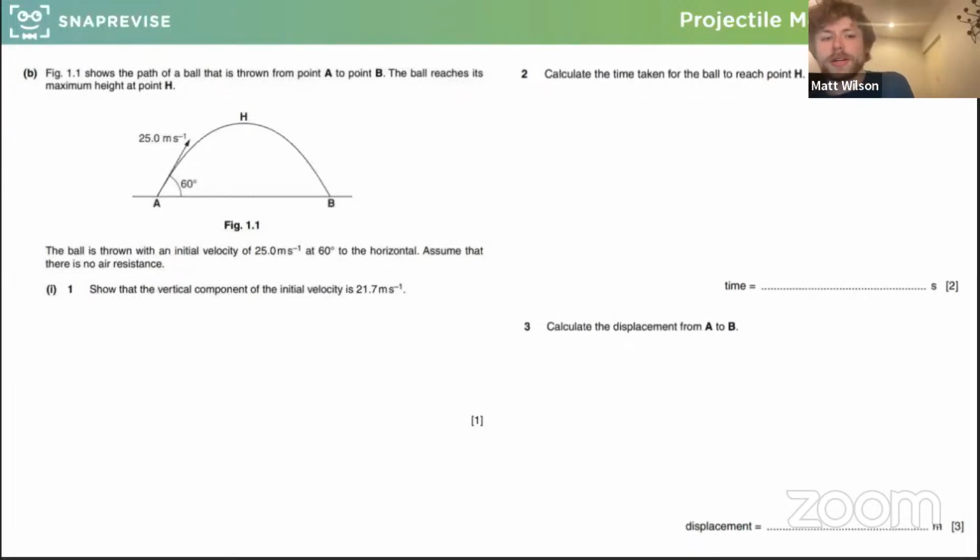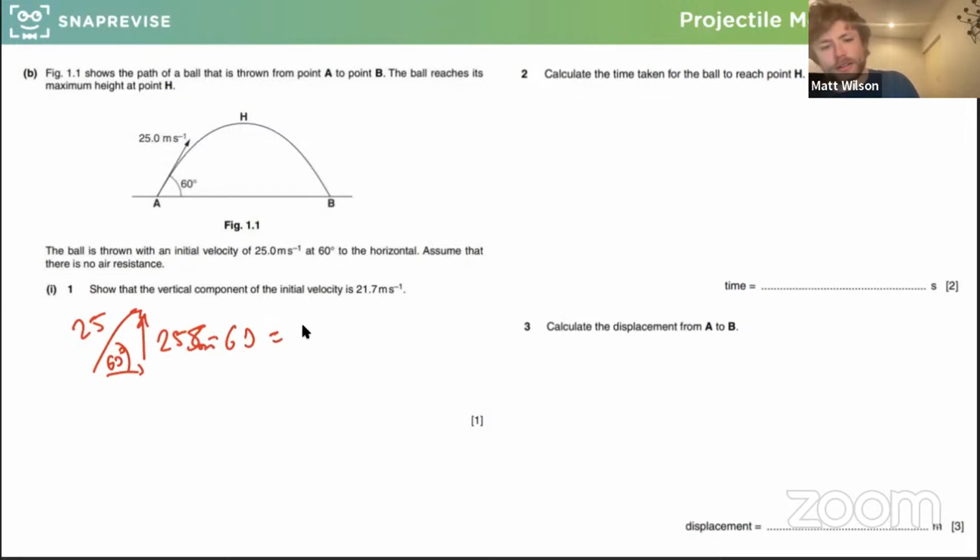Okay, question 1. We're asked to show that the vertical component of the initial velocity is 21.7 meters per second. Well, we start with our vector. We want to split it into horizontal and vertical parts. We know this angle is 60. We know this side here is 25. This is going to be 25 sine 60.